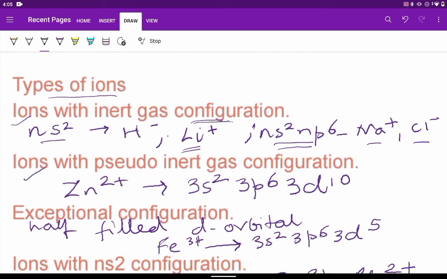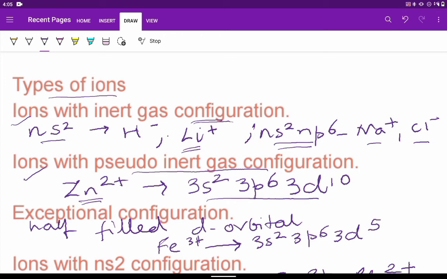Next, we have some ions with pseudo-inert gas configuration. Pseudo-inert gas configurations are exhibited by d block elements like zinc. When zinc loses the 4s electrons, it forms a zinc cation Zn2+. Its configuration is 3s2, 3p6, 3d10. This is pseudo-inert gas configuration.